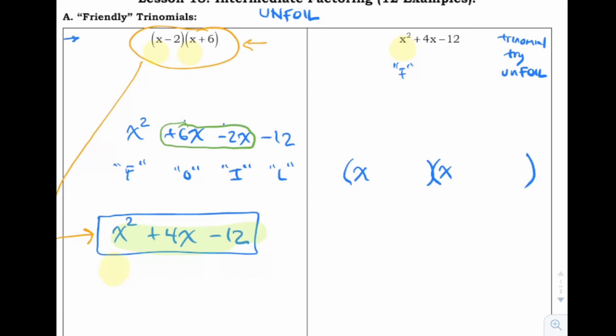Now, look at the 12. Where'd we get the 12? We got the 12 by multiplying the 2 times the 6. So what I'm going to do then is I'm going to put the 2 here and the 6 here. Now actually what I did was I got a minus 12 by multiplying a minus 2 times a plus 6. So the signs are kind of important to consider when you're doing this stuff. So really, we got a minus 2 times a plus 6 gives me a minus 12.